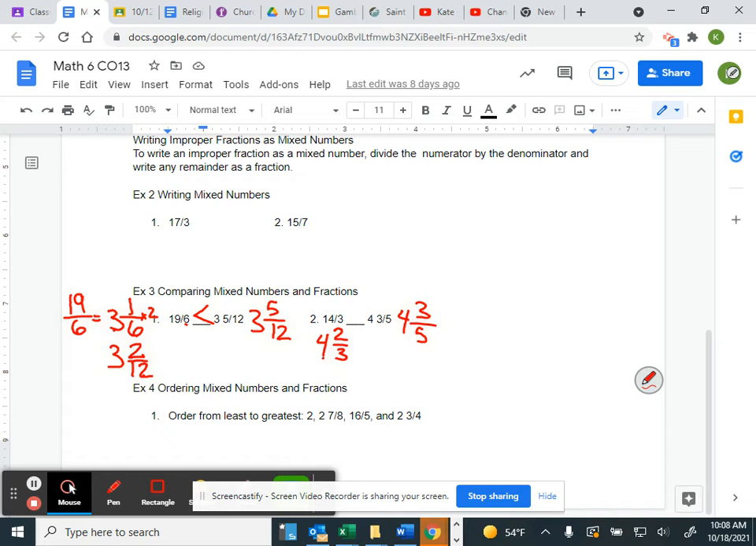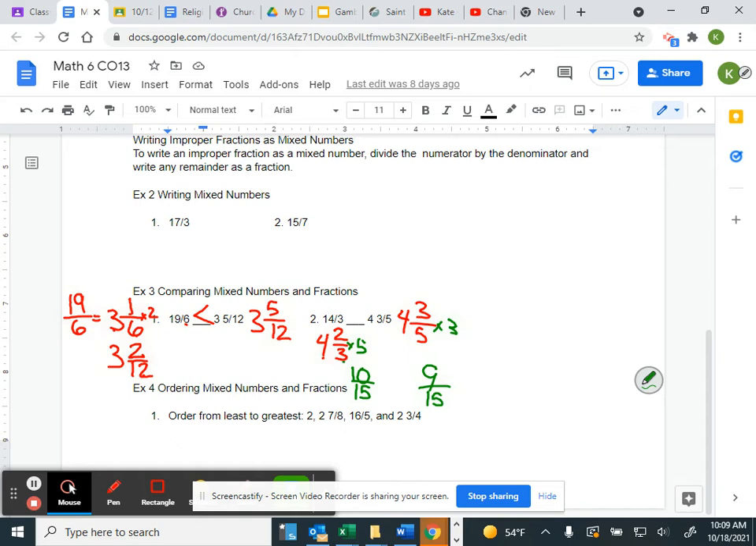You have to change them into common denominators. Yeah, we need those common denominators so we can compare them. So our common denominator between our 3 and our 5 would be 15. So I have to multiply the 3 by 5 to get 15. So 2 times 5 is 10. For this one, I multiply the 5 by 3. 3 times 3 is 9. So I have 10/15 versus 9/15.